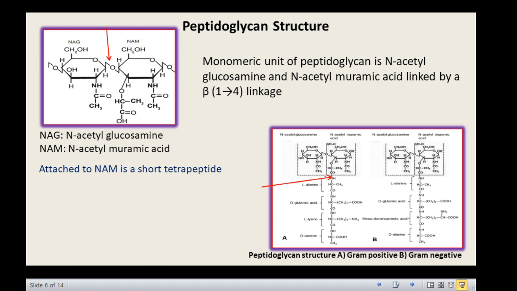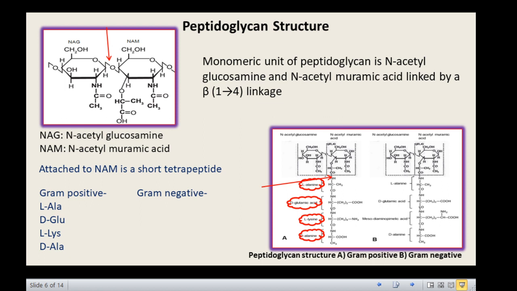The peptide in the case of gram positives is usually made of L-alanine, D-glutamine, L-lysine and D-alanine. In the case of gram negatives, the tetrapeptide is made up of L-alanine, D-glutamine, meso-diaminopimelic acid and D-alanine. The presence of D-amino acids is known to protect the peptidoglycan from the attack of many peptidases.